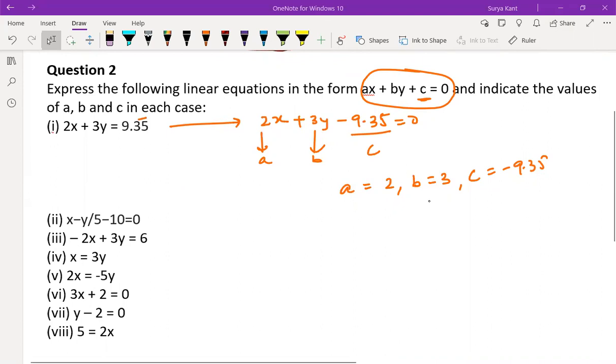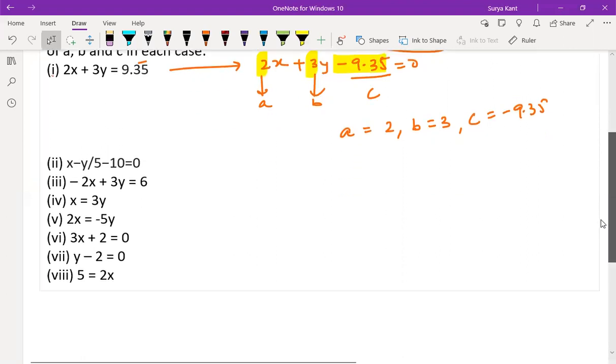Children, see, this is clear to everyone. We are just comparing a, b, c over here. The a is 2, b is 3, and c is the whole constant. Okay. Now I'm doing the second part. All of you can hear me? Yes, sir.